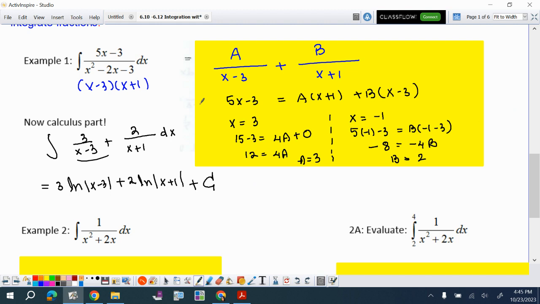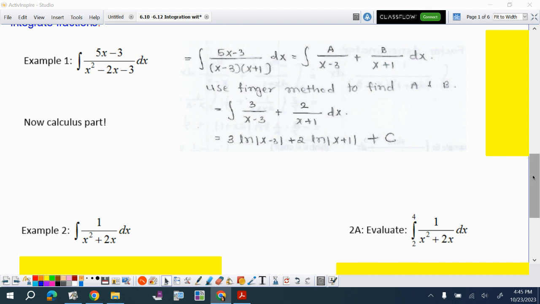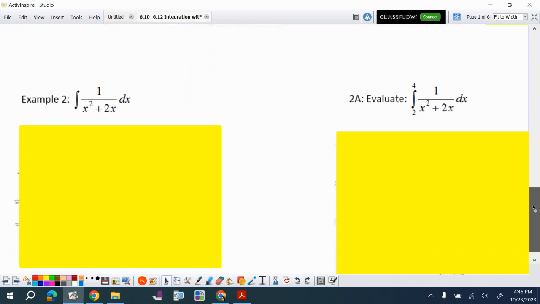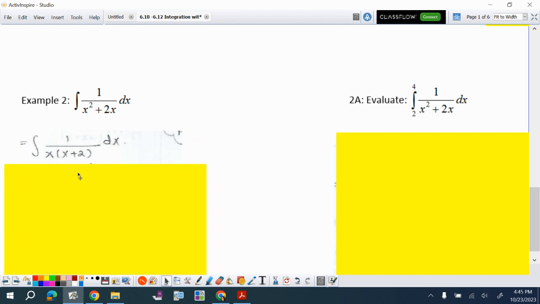Okay, so let's take a look at one more example here. I'm going to show how you can factor x squared plus 2x, which factors as x times (x plus 2). Let me help you find the value of a over x and b over x plus 2. Our job is to find the value of a and b.